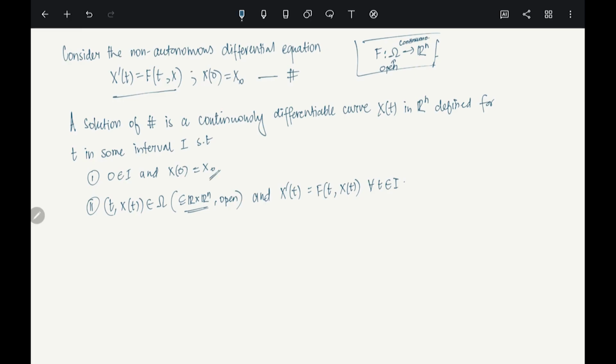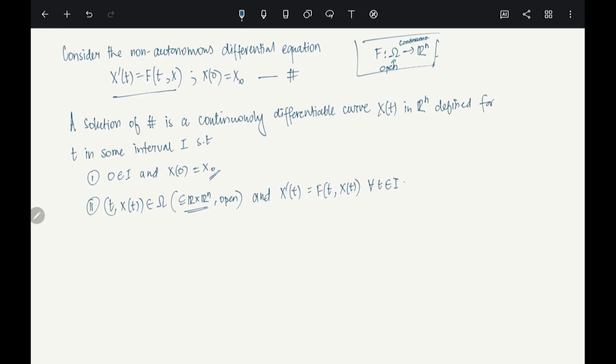Okay. So first of all, if there is a solution, that must exist in an interval containing 0, right? So minus epsilon, plus epsilon, some interval, and t, x of t must always be in omega. Why? Because f of t, x of t has to be defined, right? Because f is defined in omega. And moreover, x prime of t must be equal to f of t, x of t, and this should hold for all t in I. Clear? Then we call that a solution.